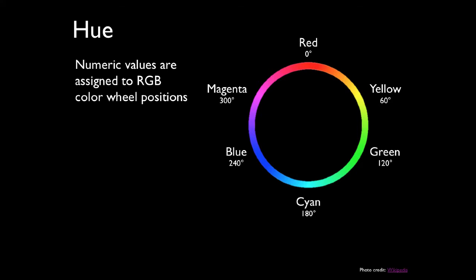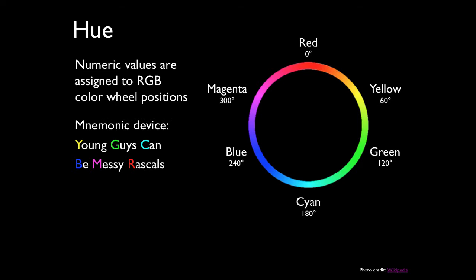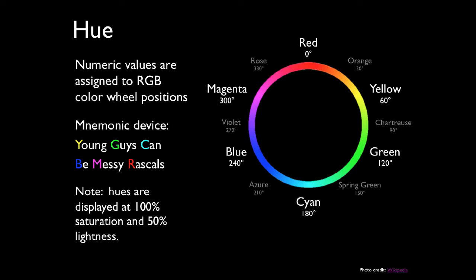A neat acronym or mnemonic device for remembering where those positions are is "young guys can be messy rascals." So you start with yellow at 60, add another 60, that takes you to green, another 60 goes to cyan, blue, magenta, red. If you remember that saying, you will always remember the general value of these colors. From there, I can go ahead and fill in the tertiary colors. Here I'm using some of the other names. So yellow-green, for example, is sometimes called chartreuse, still the same color. And the other thing you should know is when you look at hues, you're looking at 100% saturation. So it's the pure color, not been graded at all. And it's usually displayed at that middle level between darkness and light, or 50% lightness.